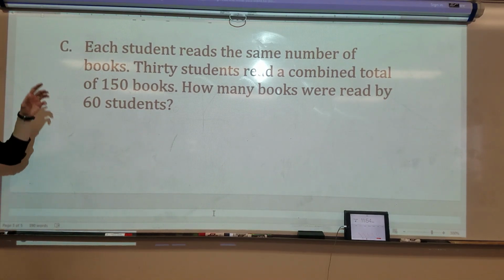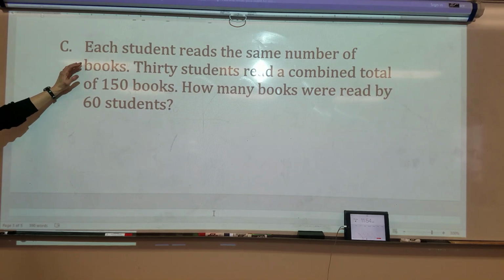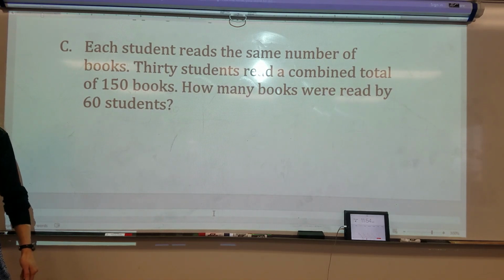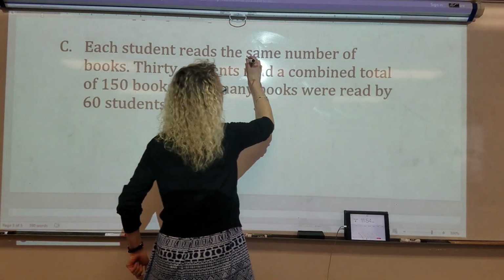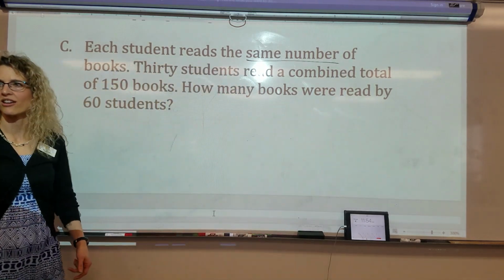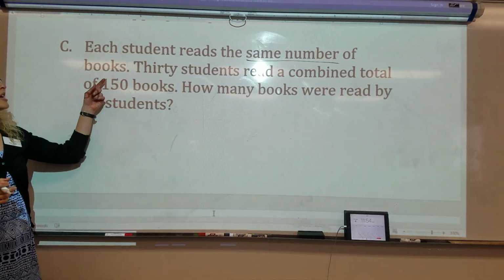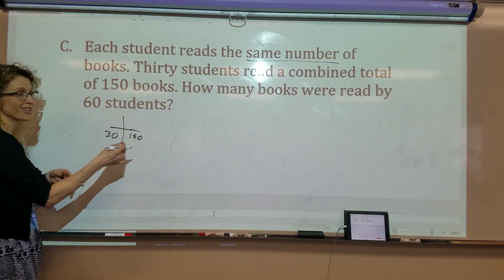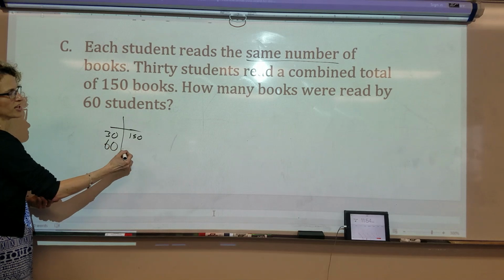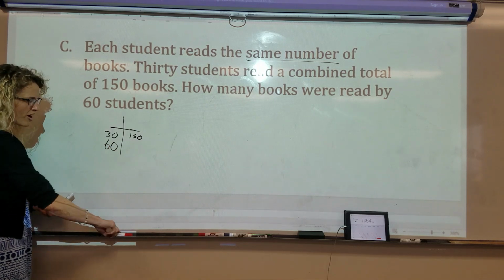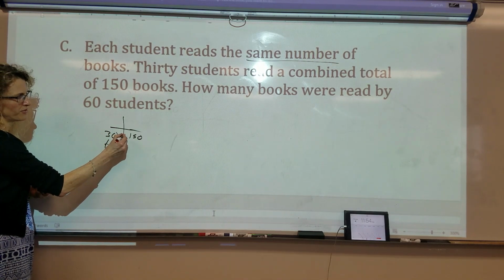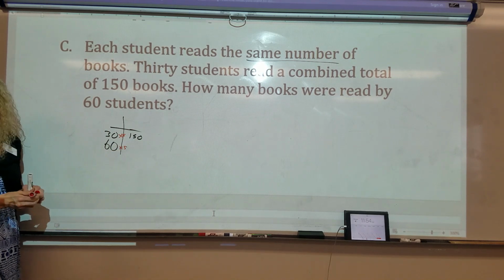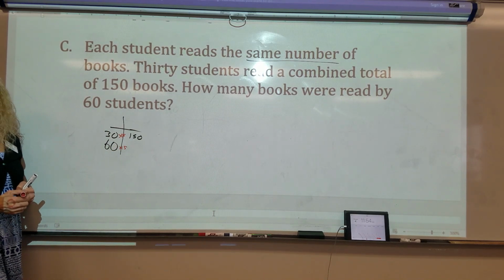Okay. Each student reads the same number of books. Oh, hold on. I just saw a ding, ding, ding word. You see that? It's like, oh, I think I know where this question's going. Yes. 30 students read a combined total of 150 books, and they all read the same number. So 60 students, how many books would they read? Well, I go, oh, well, these would fit 5, and so it'd be the same. Is that proportionate? Yes.